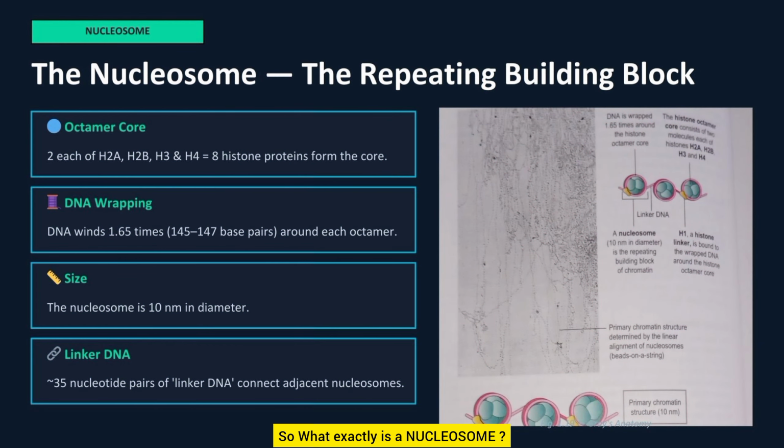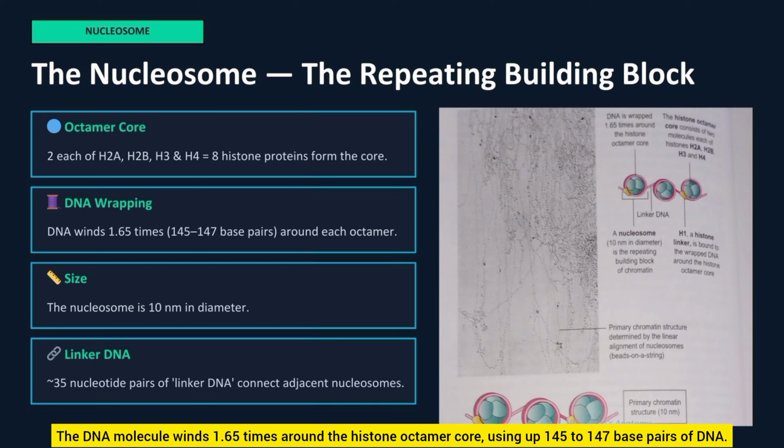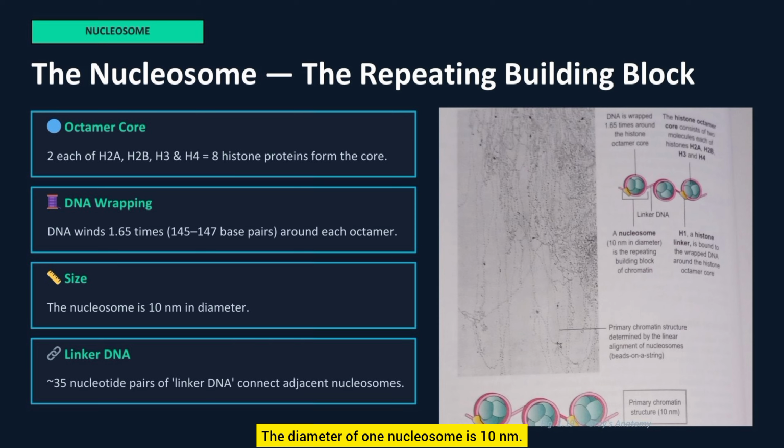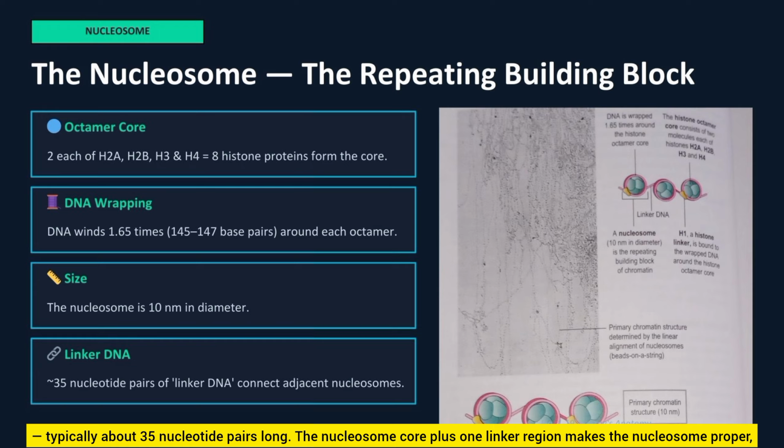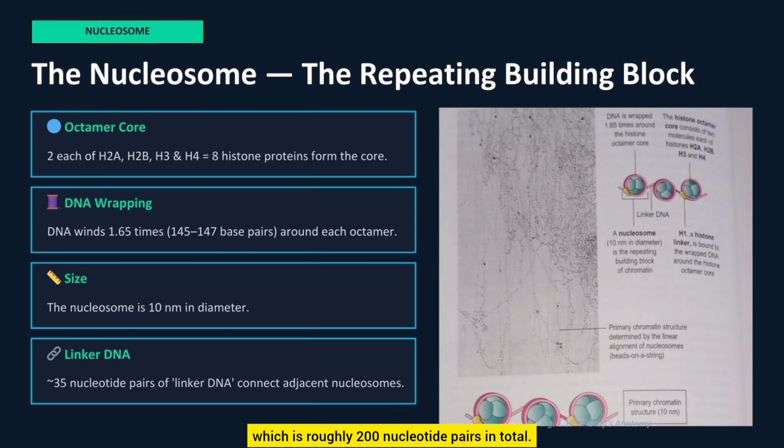So what exactly is a nucleosome? A nucleosome is the repeating building block of chromatin. The DNA molecule winds 1.65 times around the histone octamer core, using up 145 to 147 base pairs of DNA. The diameter of one nucleosome is 10 nanometers. Now, between each nucleosome there is a short stretch of free DNA called the linker DNA, typically about 35 nucleotide pairs long. The nucleosome core plus 1 linker region makes the nucleosome proper, which is roughly 200 nucleotide pairs in total.